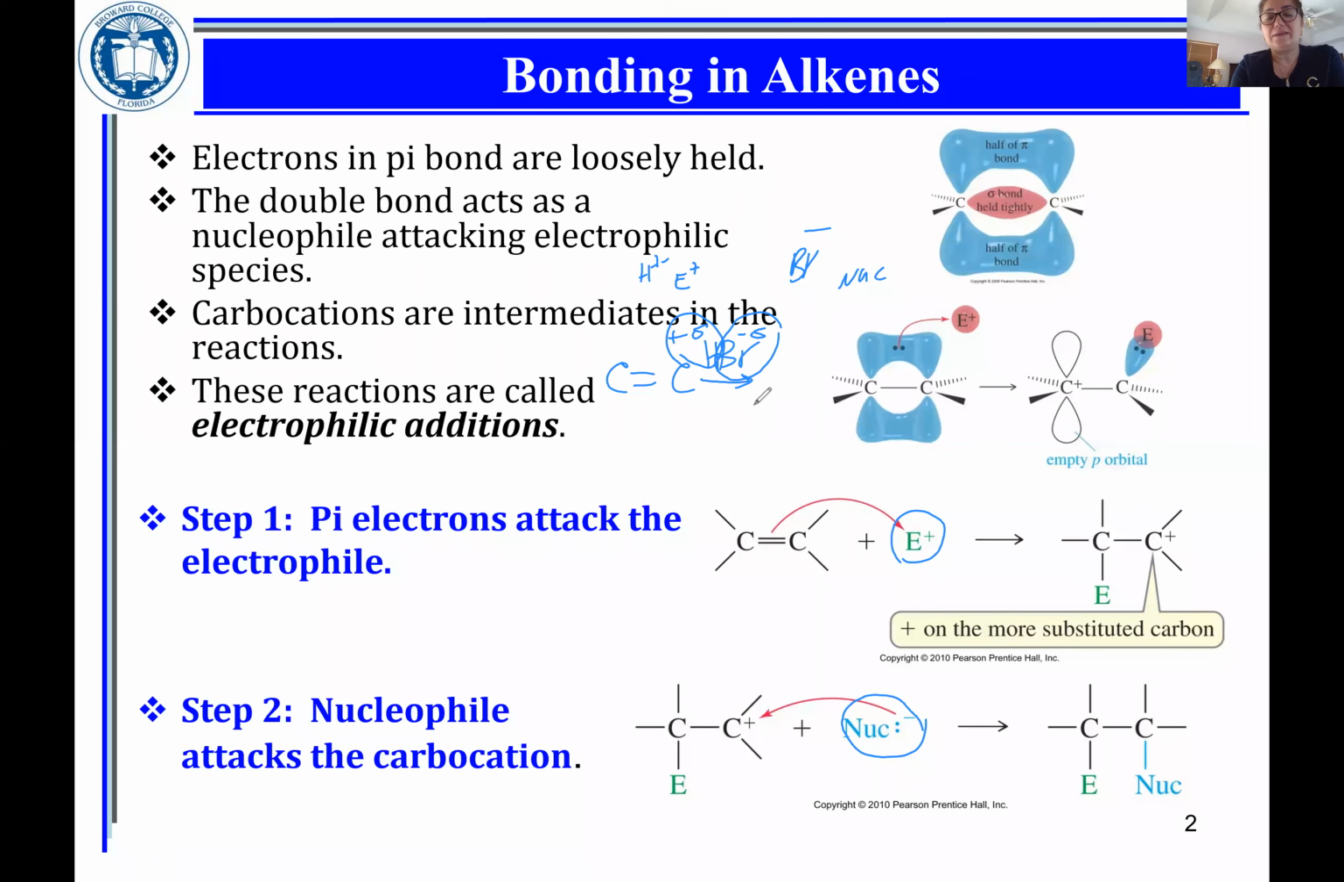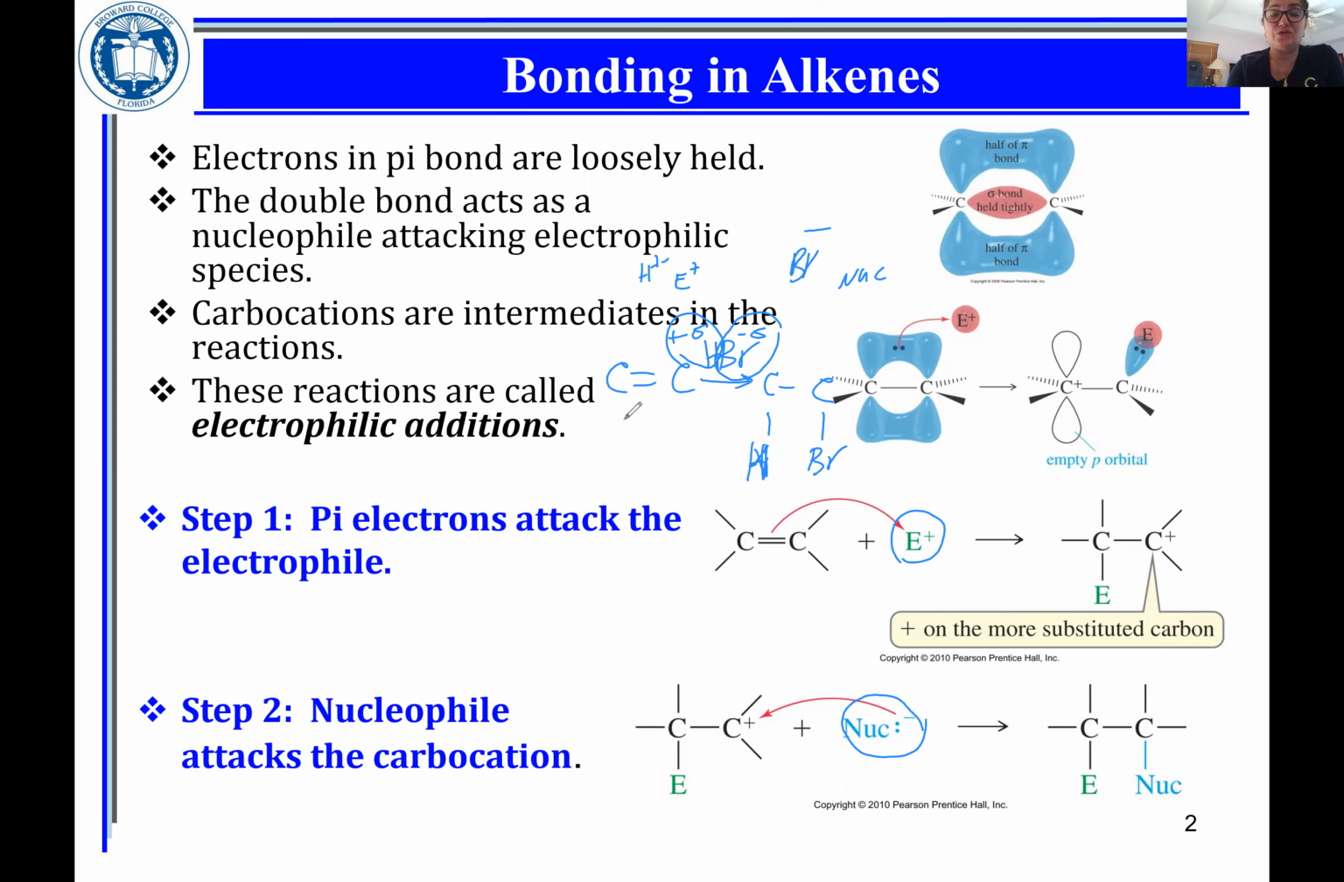So I have my electrophile and I have the nucleophile. When you add, the electrophile is going to add to 1 carbon. If that is the first step, you are going to get the H added to 1 carbon. The other one takes the plus charge, and then the nucleophile comes in, and then the Br adds. So the net result of adding HBr, I'm going to get an alkyl halide.